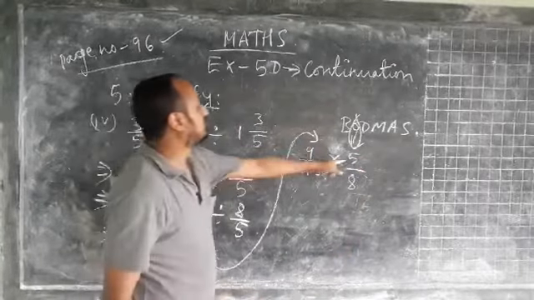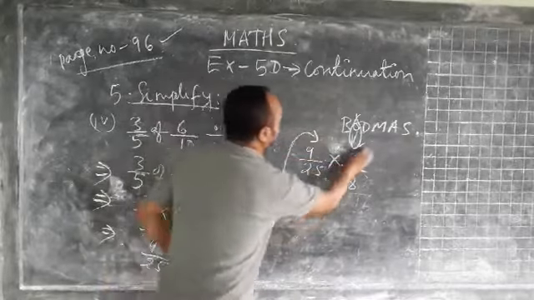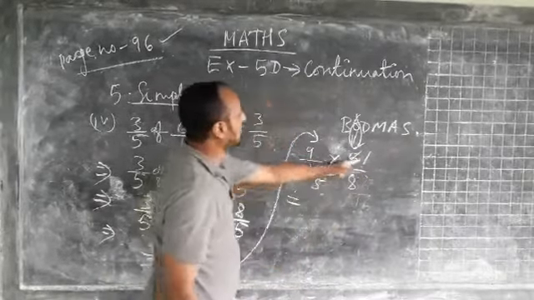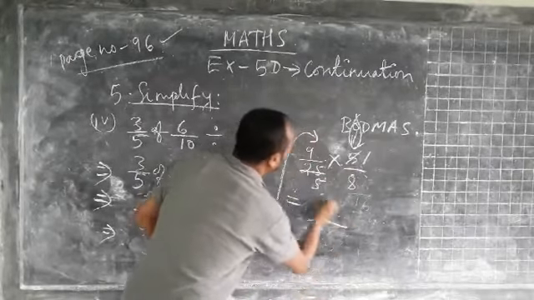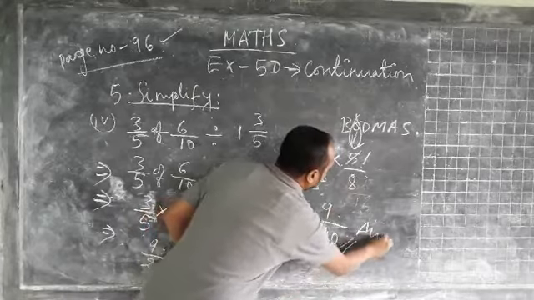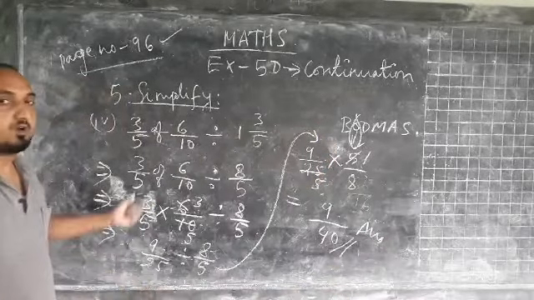Now we can reduce this 5 and 25. So 5 1 is 5, 5 5 is 25. Here we will get 9 1 is 9 by 8 5 is 40. So this will be your answer for this question number 4.